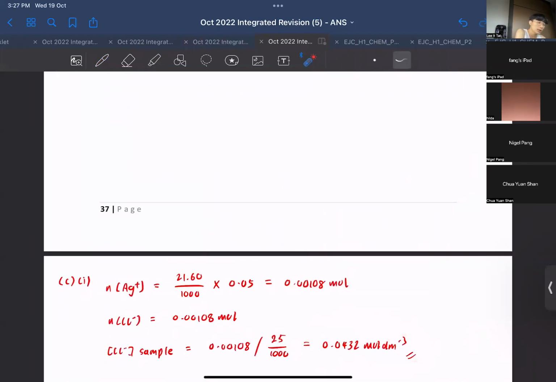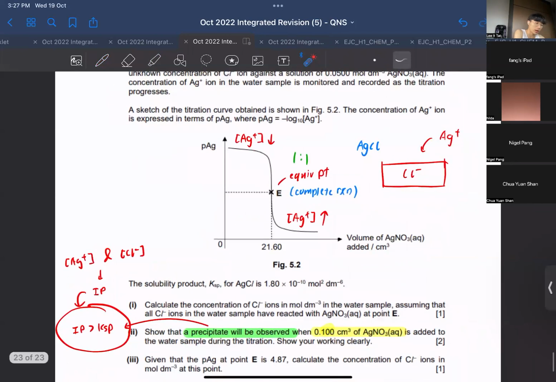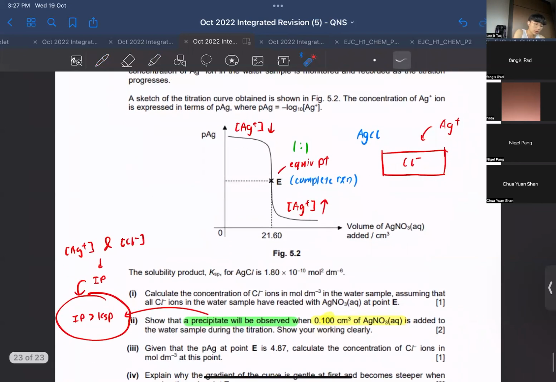No, because I hope you also realize that over here you're adding a certain volume of AgNO3. You're going to change the total volume of the mixture. So when the total volume changes, the concentration is going to change as well. Currently this water sample is 25 cm3, but you're adding 0.1 cm3 of Ag+. The volume has changed, so you must change the concentration accordingly. How do we change the concentration?